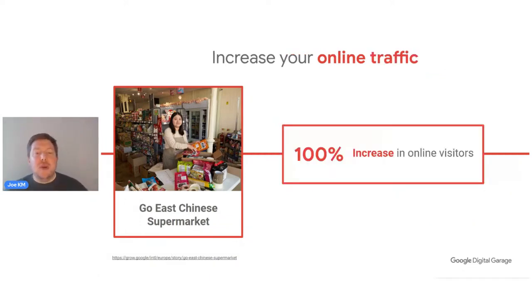So straight away, Go East Chinese Supermarket. Go East Chinese Supermarket listed themselves on Google Maps once lockdown started, and this led to a 100% increase in online visitors.